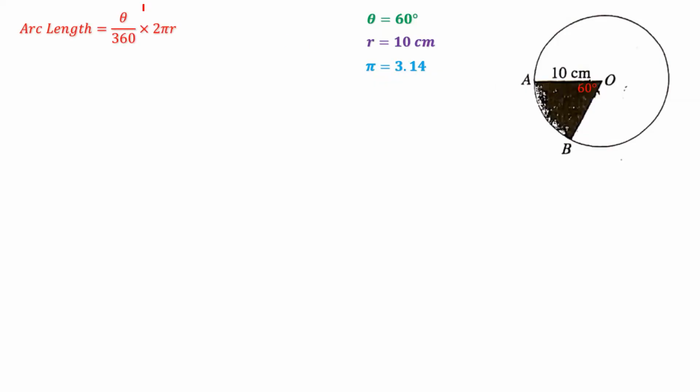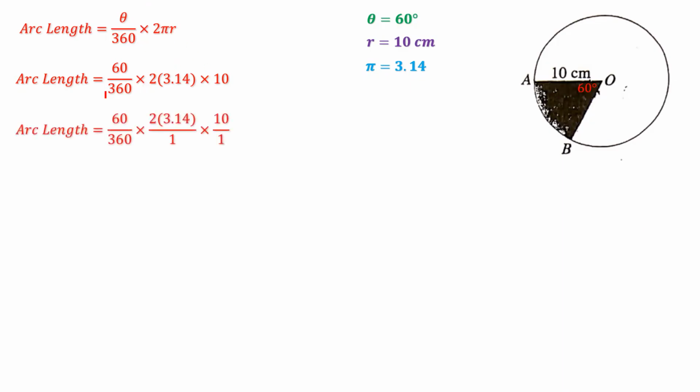So the arc length formula is theta over 360 multiplied by 2 times pi times r. We know that theta is 60, so we have 60 divided by 360. We know that pi is 3.14, and we know that r is 10. Now what we do is we put this over 1, put that over 1, and we can multiply. What is 2 times 3.14? Well, 2 times 3.14 is 6.28. And so we have 60 over 360 multiplied by 6.28 over 1 multiplied by 10 over 1.